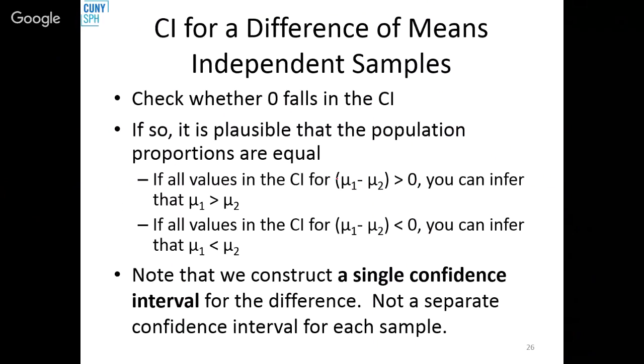But if you reject your null hypothesis, then you would infer that your two population means are different, and that one of them is greater than or less than the other. But we do this by constructing a single confidence interval for the difference.